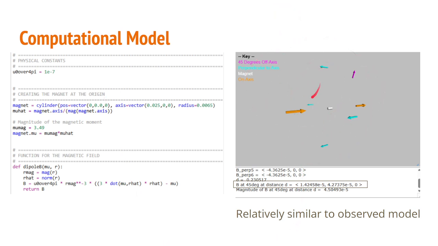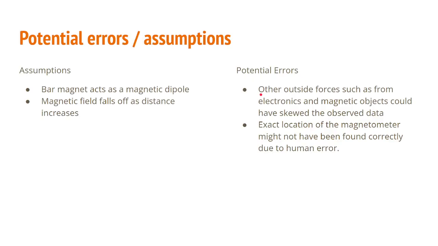Right here, we see that this is on axis and this is the magnet, and these are all the ones perpendicular, and this is the 45 degrees. We can see that the B at 45 degrees at distance is equal to 1.424 e to the negative 5 and 4.273 e to the negative 5, which is relatively similar to the observed model.